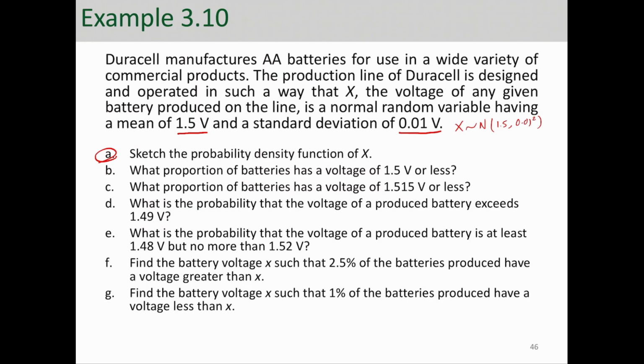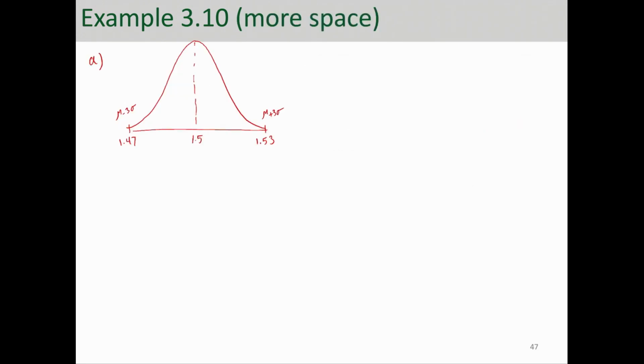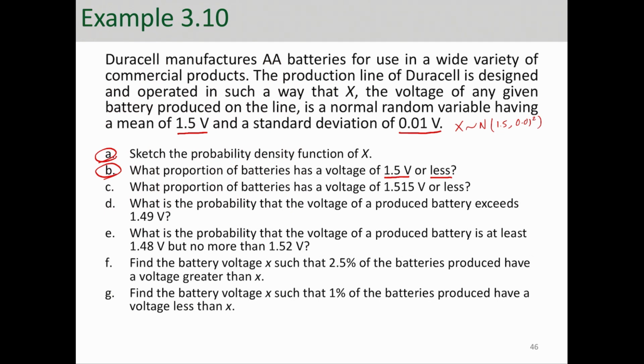So let's go back and do part B. What proportion of batteries has a voltage of 1.5 volts or less? Looking at this graph, this question is asking us for less than 1.5. For that, we don't need to transform X to Z and use the table. We already know that it's half of the batteries. So we can say simply, half, or 0.5.